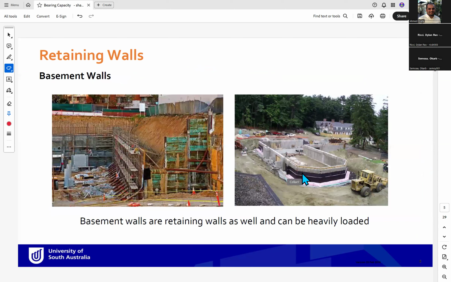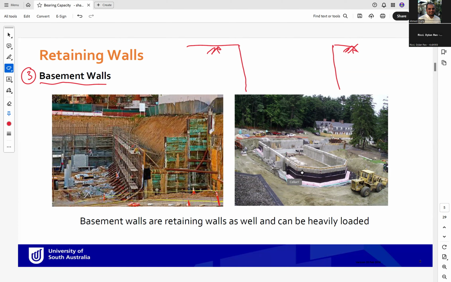And we have another type of retaining wall we can see around us: basement walls. As you know, for a basement they need to dig soil very deep to make car parks or whatever they use it for. Some shopping centers have three or four basements, so we need to dig very deep in the soil. To retain this soil, we need a type of wall called a basement wall, and it's also considered a retaining wall. So this is the floor of the basement as well, so they can use this space for parking or stores and so on.